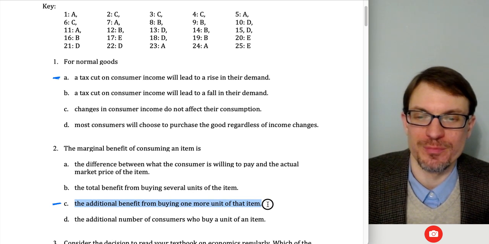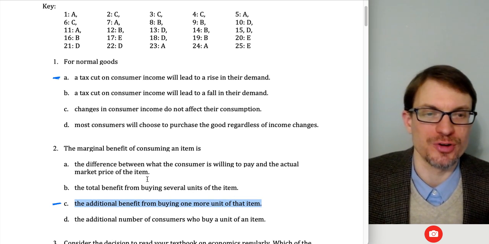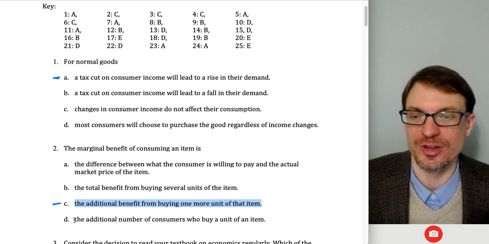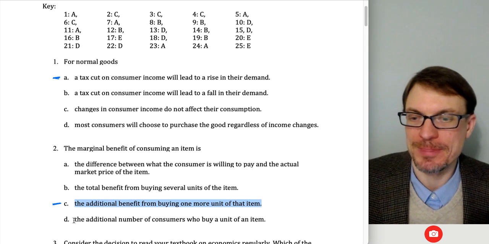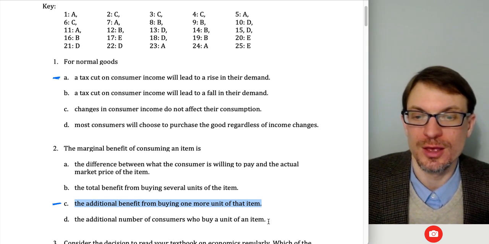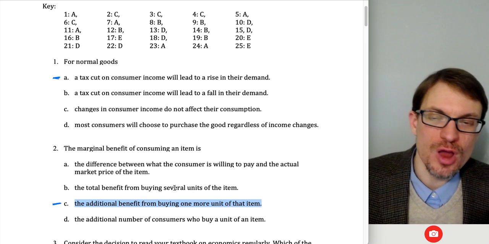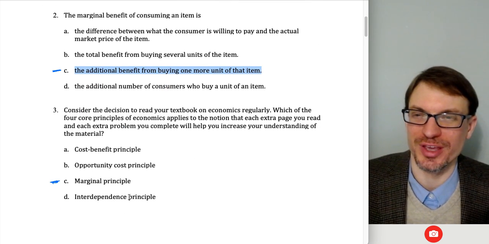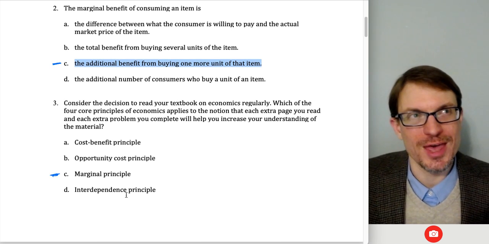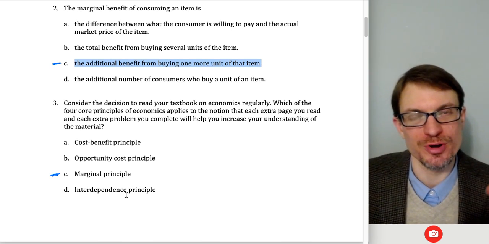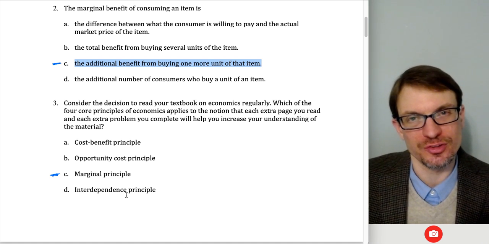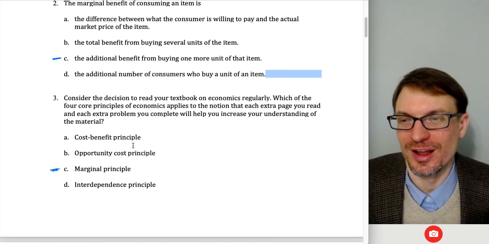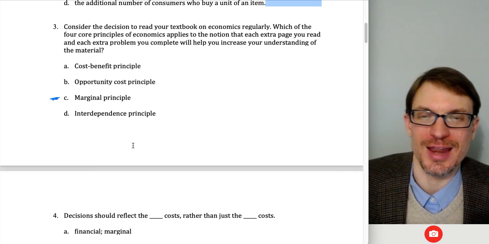The additional benefit from buying one more unit of the item. Yeah, that's marginal benefit. With marginal benefit, we're thinking of incrementalizing, right? Breaking down the decision into the choice of whether to have one more. The additional number of consumers who will buy a unit of an item. No, the way marginal enters with consumers is when the price falls, it's the marginal consumer, the person with the next highest willingness to pay, that's the first to enter the market, but that's not what this is saying.